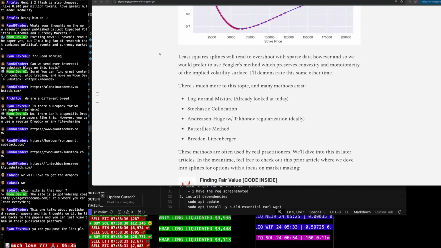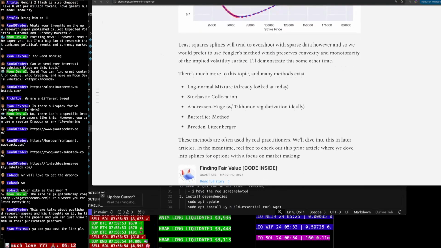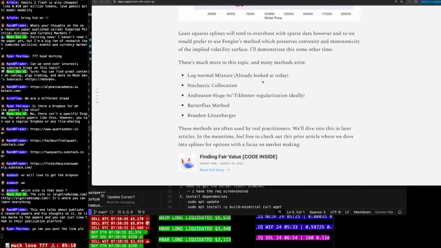Least square splines will tend to overshoot with sparse data, however, and so we would prefer to use Fengler's method, which preserves convexity and monotonicity of the implied volatility surface. I'll demonstrate this some other time.